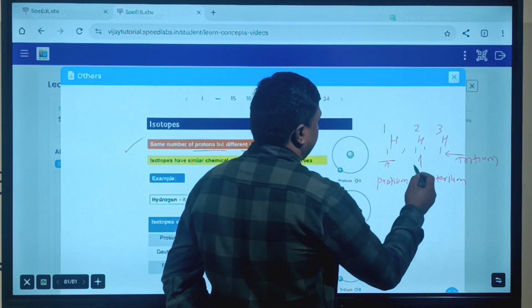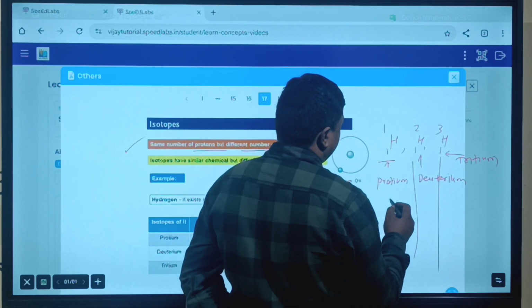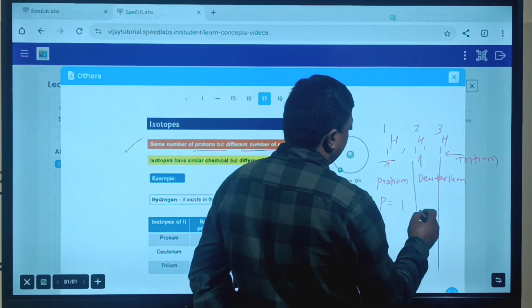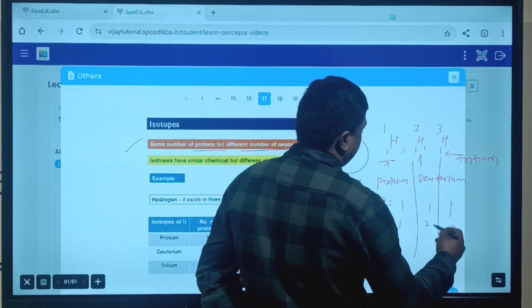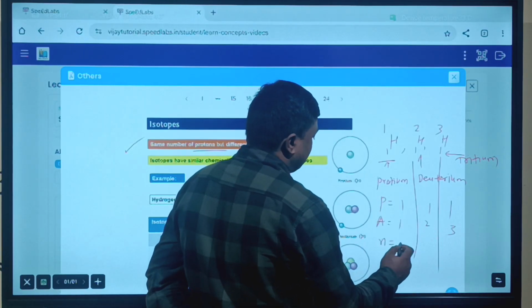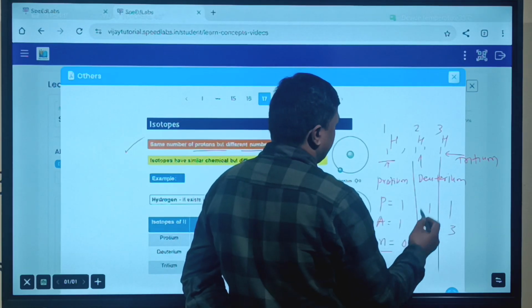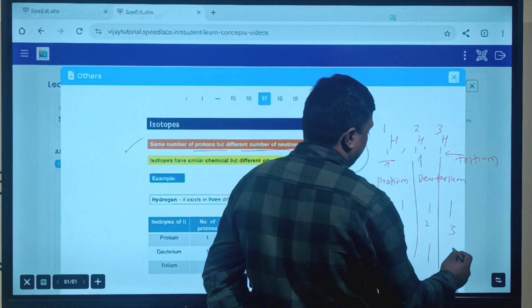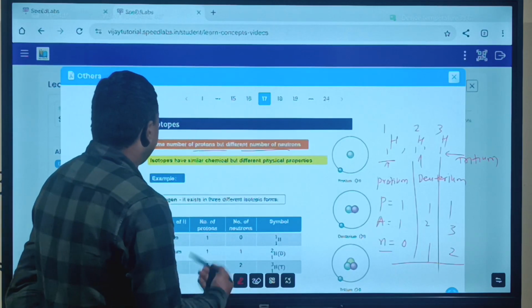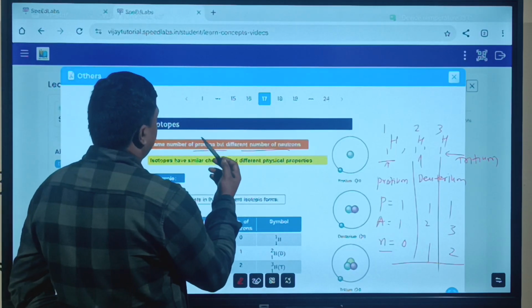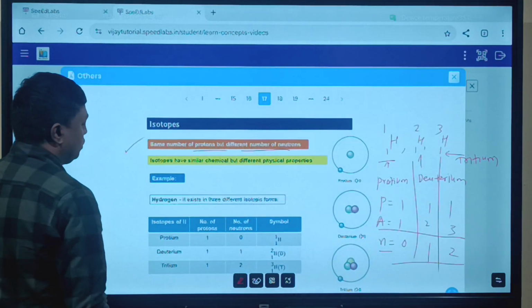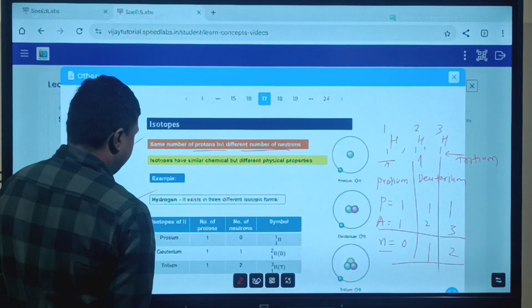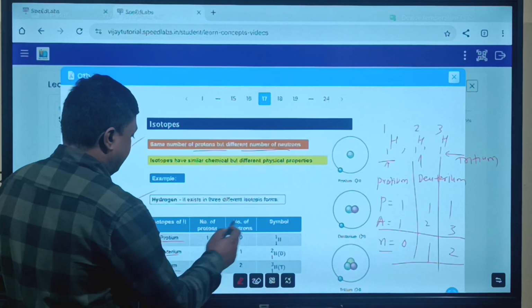So what is the significance of this? You can see the protons are 1, 1, 1, but the mass number, that is A, is 1, 2 and 3. Why is there a difference in mass number? Because of the number of neutrons. Here 1 minus 1 is 0, 2 minus 1 is 1, 3 minus 1 is 2. So in isotopes, the number of protons is the same but the number of neutrons is different. I just explained protium, deuterium and tritium.